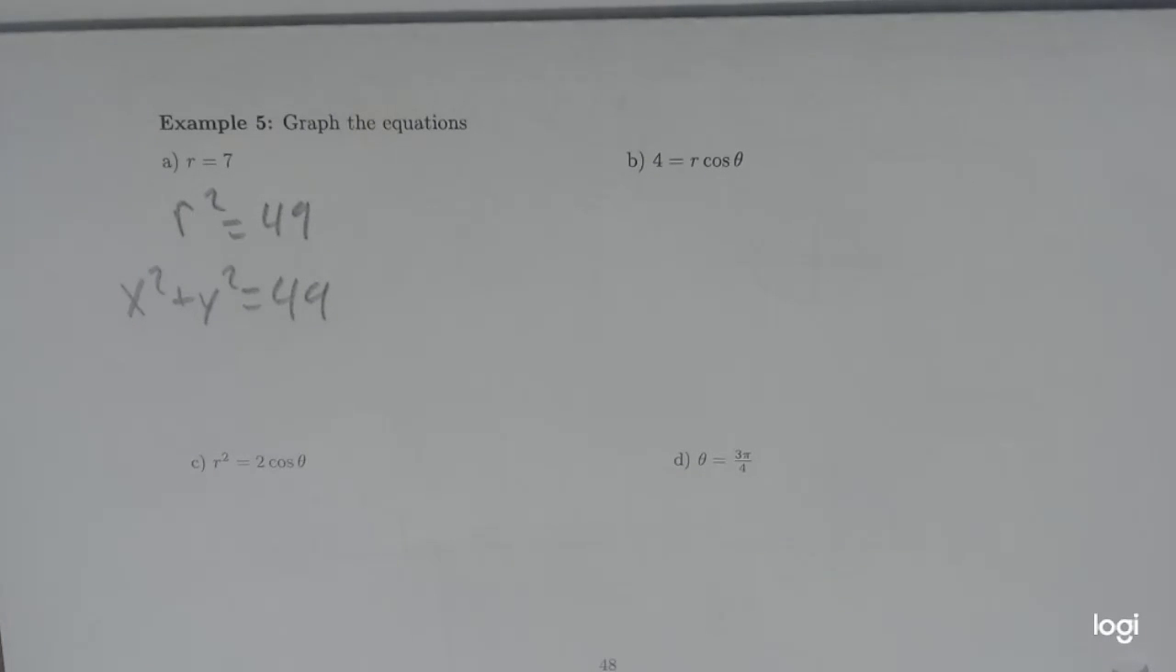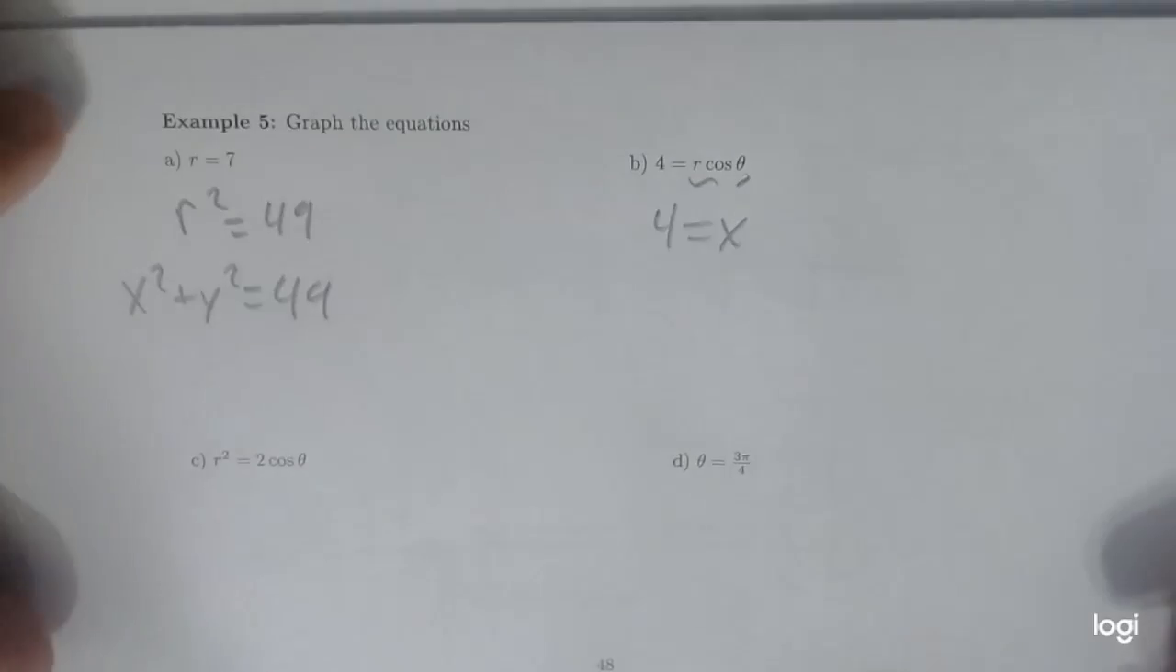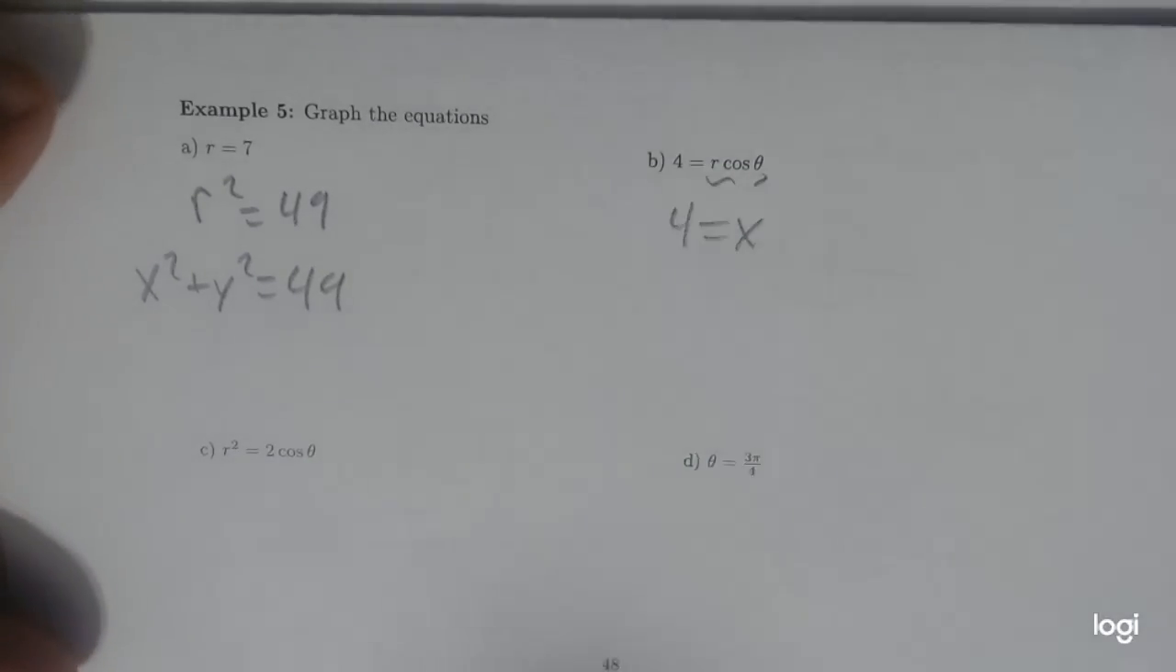Okay. All right, so why don't you guys try the rest? I'll give you a quick pause, so 3, 2, 1, pause. Try them. Okay, so let's do the rest of them. So again, this is x, so this is 4 equals x. That's a vertical line, right? According to our definition, it's exactly what our vertical line represents here.